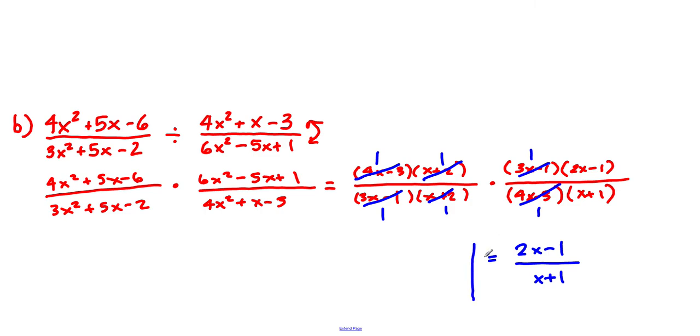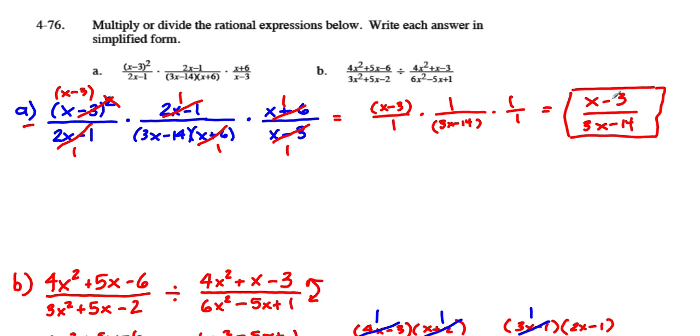times the quantity of x plus 1 is simply x plus 1. So here is what our solution to B should look like. And remember, these are each binomials, so you can't reduce or simplify this anymore. A binomial has to reduce with something that looks exactly like it. So like 4x minus 3 and 4x minus 3, all these are good examples of that. So 2x minus 1 over x plus 1 is your answer for B. X minus 3 over 3x minus 14 is your answer for A.